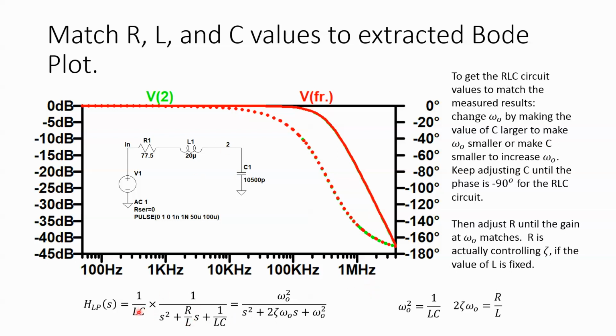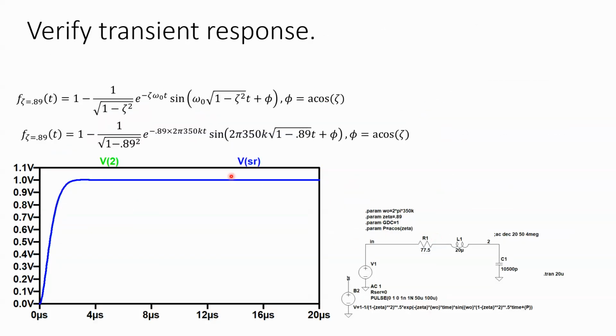For this, the transfer function has 1 over LC, which is omega naught squared, and R over L is 2 zeta omega naught. Then I did the transient response. I selected the underdamped response, 0.89, 2 pi, 350K. This is my behavioral source where I implemented that function, and it matches.